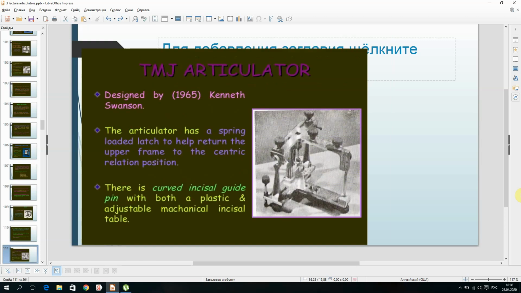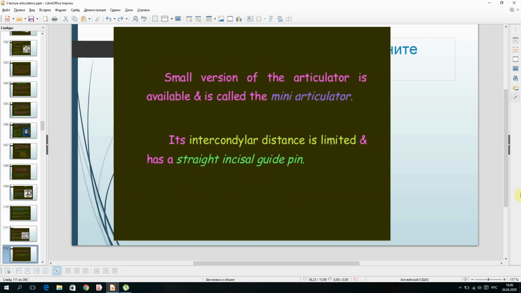TMJ articulator designed by Kenneth Swanson. The articulator has a spring-loaded latch to help return the upper frame to the centric relation position. There is a curved incisal guide pin with both a plastic and an adjustable mechanical incisal table. A small version of the articulator is available and is called the mini articulator. Its intercondylar distance is limited and it has a straight incisal guide pin.